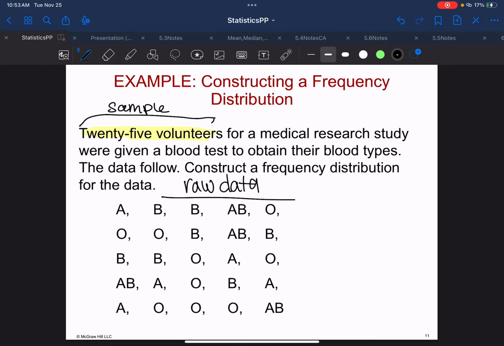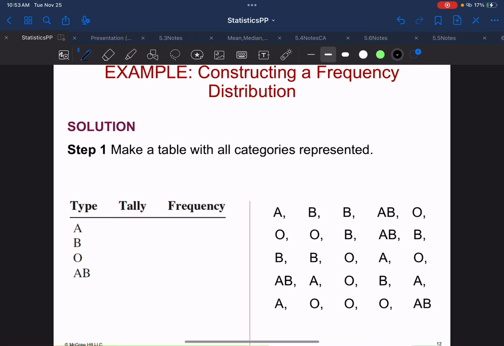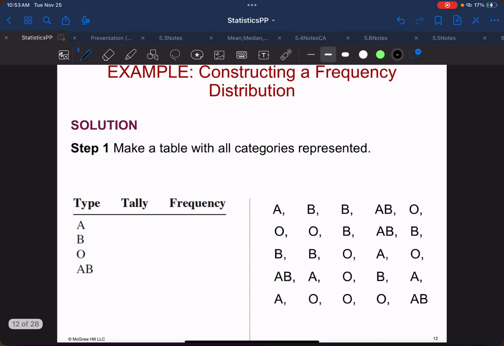And this, again, is the raw data here. These are all the blood types. The blood types that there are are type A, type B, type O, and type AB. There are 25 listed blood types in this raw data, and we're going to create a frequency distribution for the data on the next slide. We are going to take this raw data and organize it into a frequency distribution.